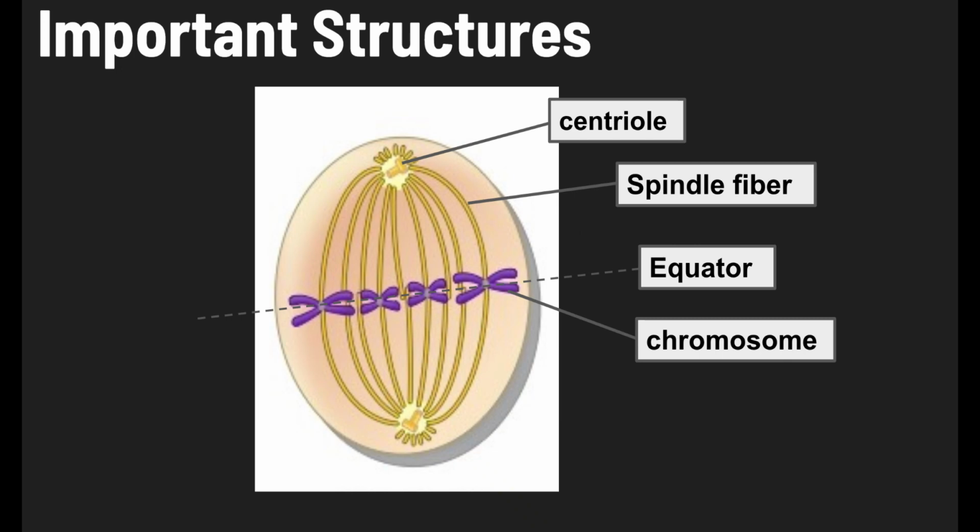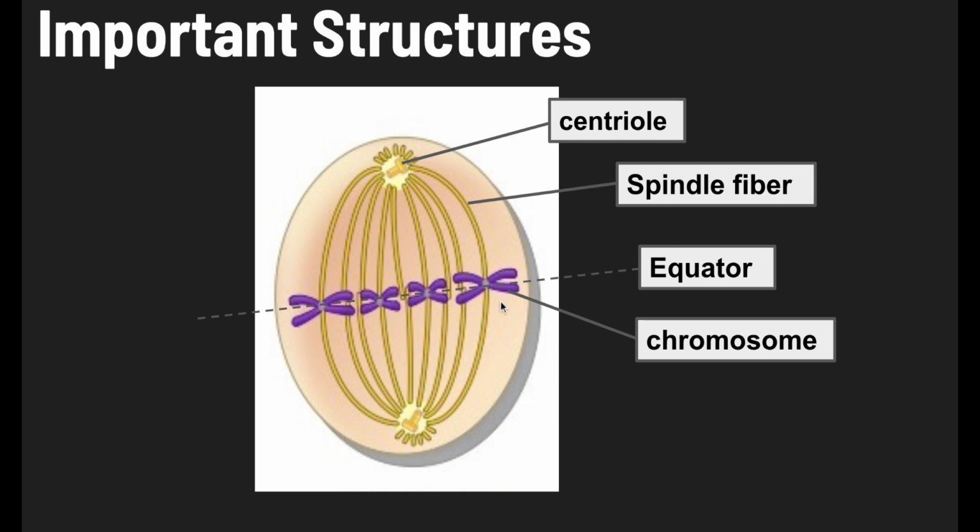Last bit of important structures, and then we'll get on to mitosis and cytokinesis. When you're looking at one cell, so on the next slide, you'll see some cells. At the ends of those cells, you're going to see centrioles. I've labeled them in the image here. So there's centrioles here, and there are centrioles here. Then these strings are called spindle fibers.